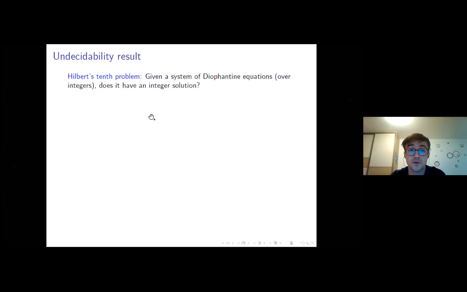So let's go into it. The undecidability comes from Hilbert's 10th problem. The problem is roughly like that. You're given a set of Diophantine equations, so polynomials in multiple variables. You have integer coefficients, you have a system with multiple equations, right? And then you ask for an integer solution. I don't know if the system has an integer solution.